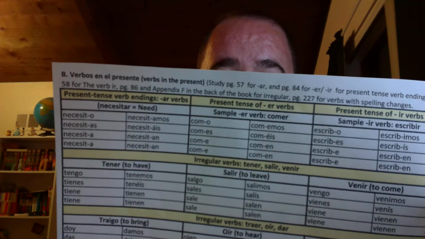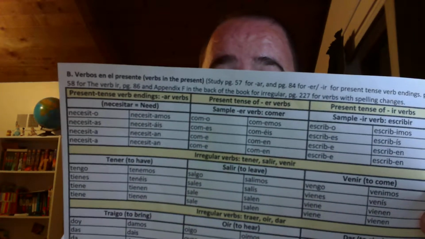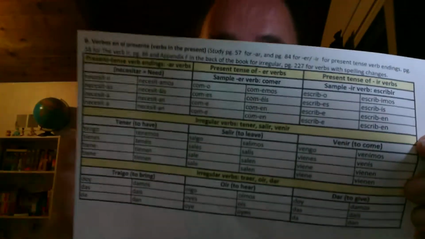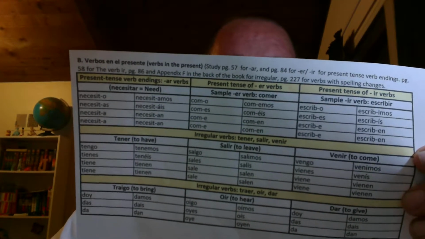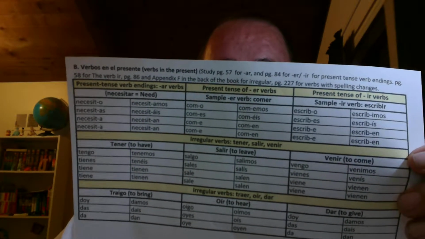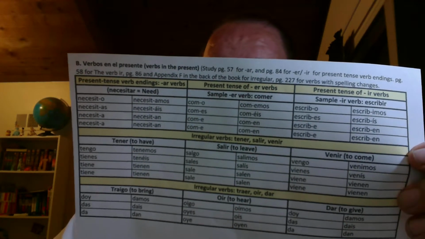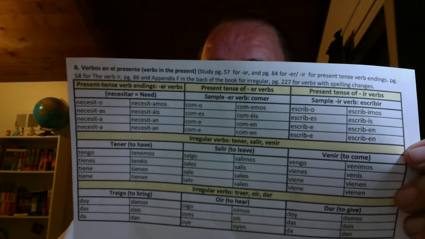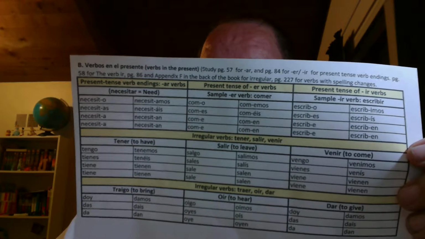where you're going to have to talk about verbs in the present and do your conjugation. Here are a couple of things to help you study: the o, as, a, amos, áis, and an for the AR verbs, and then the o, es, e, emos, éis, and en for the ER verbs.